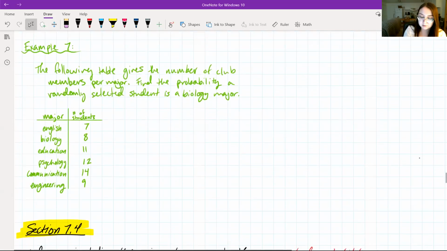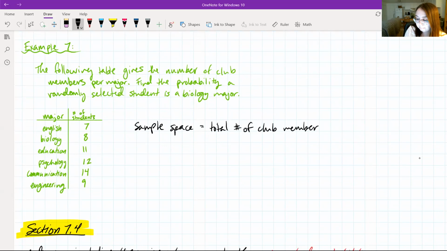So our sample space is equal to the total number of club members. So we just need to add up all of our different club members. So we have 7 English majors, 8 biology majors, 11 education majors, 12 psychology majors, 14 communication majors, and 9 engineering majors. So we just need to add all of these up, and when we do, we end up getting 61. So there's 61 club members.